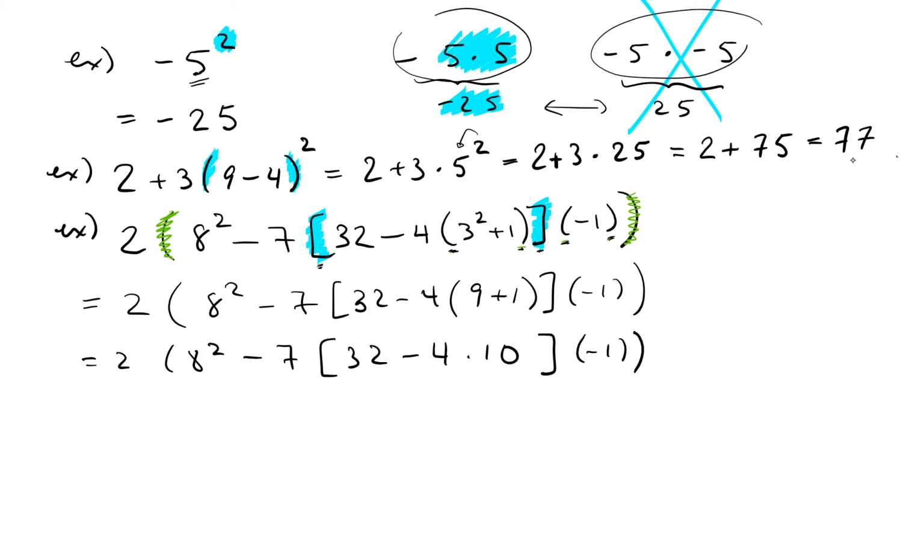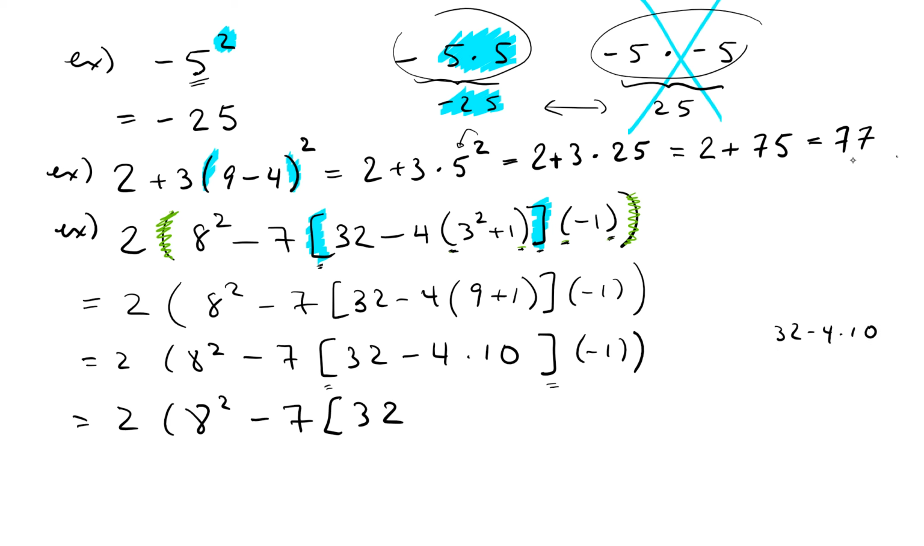And then what's the innermost bracket now? It's this pair of square brackets. I'm going to evaluate what's inside of that next. So 32 minus 4 times 10. Okay, let's go very slowly. I've got 32 minus 4 times 10. Let's do this on the side.